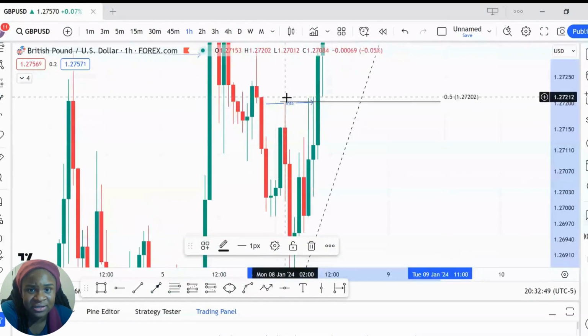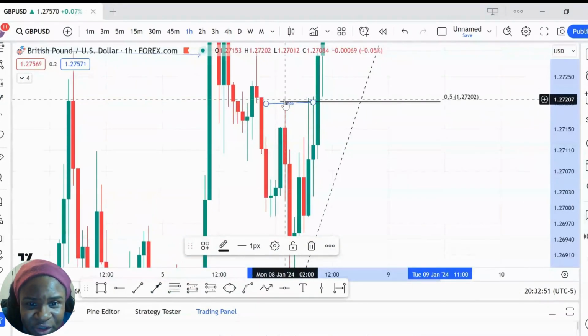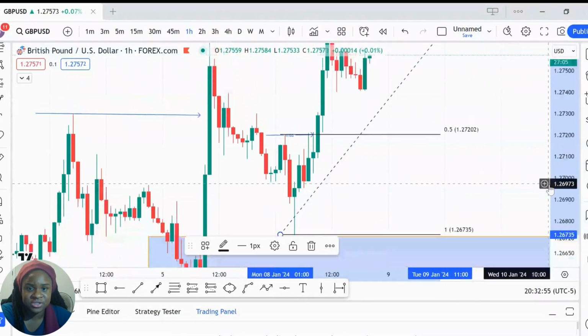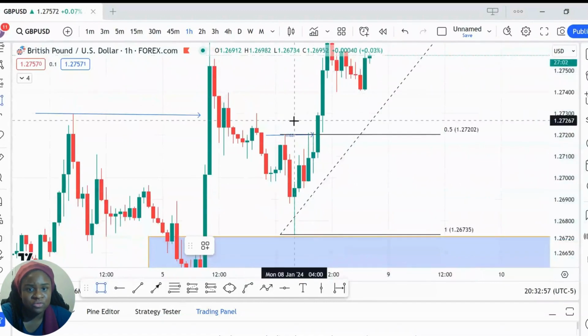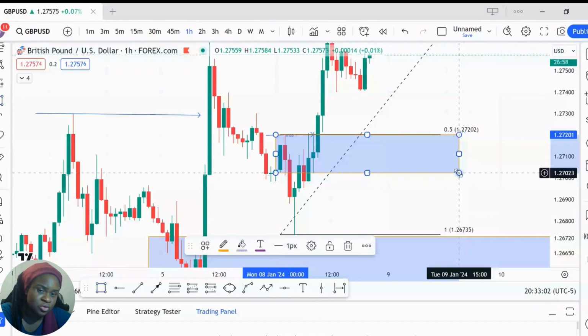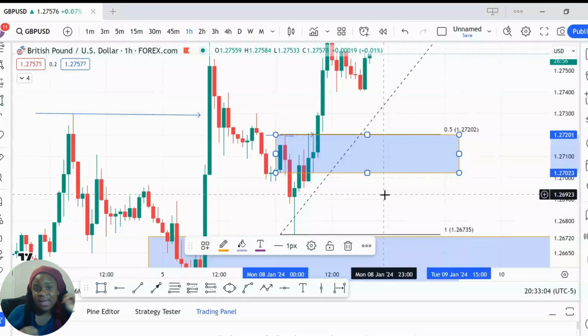Is there any? I call this a fair value gap. No, but this is a mitigation zone. We have rules. We look for a liquidity void. That is the impulse move from the point of your POI, an impulse move in the direction.